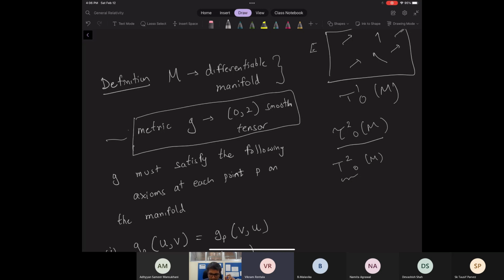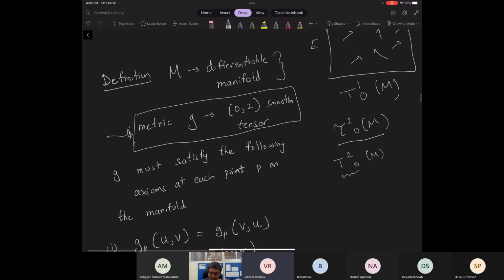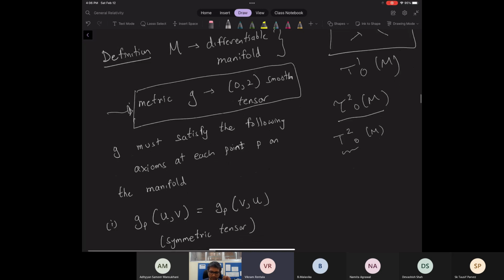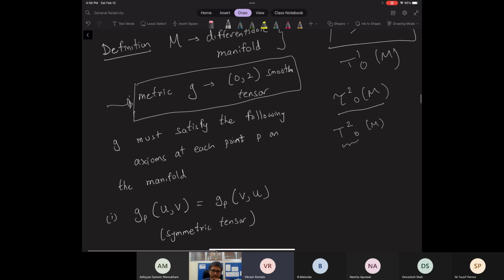So if you specify such an additional metric tensor, a smooth tensor, then you say that the space is a metric space. Okay, so now you've given some additional property to M, which is you specified a metric. So now the advantage of having such a metric is that it allows you to take dot products of vectors. Okay, so a 0-2 tensor takes two vectors as input and returns a real number. Okay, and therefore you can define the notion of dot product between two vectors.